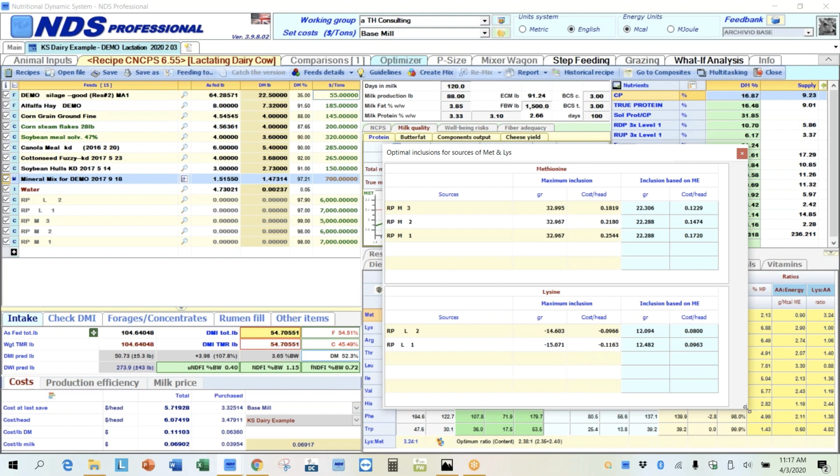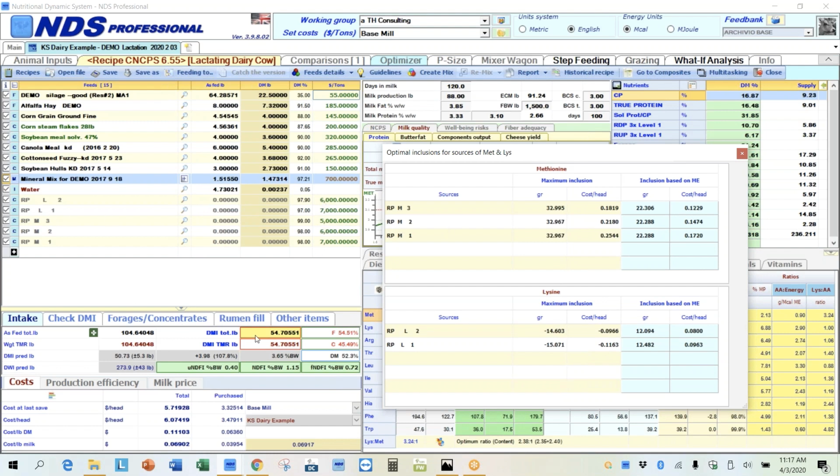And what I've done is I've left the products pretty much the same as far as the amount of methionine and amount of lysine in them. Bypass lysine, methionine, or rumen protected. What I did is I just varied the cost, as you can see over here.